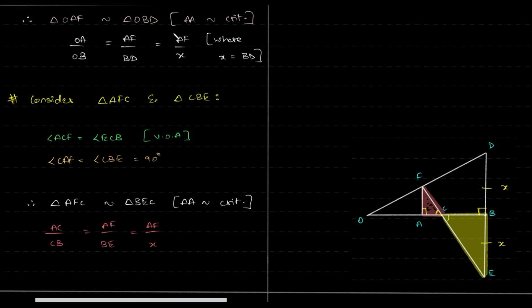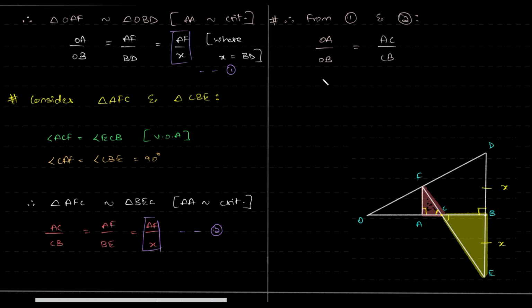So now look at this. We have this and this. They are one and the same, is it not? So if I call this equation 1 and I call this equation 2, what can we conclude from 1 and 2? Therefore, from 1 and 2 we have OA by OB is equal to AC by CB.